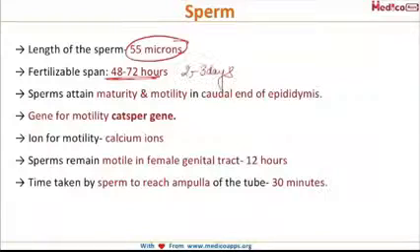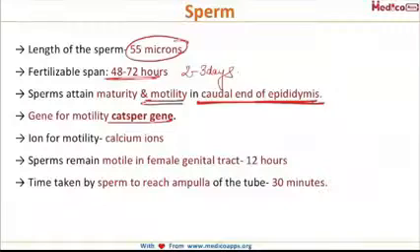And these sperm attain their motility in the caudal end of the epididymis. Take care of the word motility, because we'll get a question on where the sperm attains hypermotility, and we'll come to that later on. The sperm attains its motility in the caudal end of the epididymis. And what is the gene involved in it? It is the Casper gene. And the ion involved is the calcium ion.